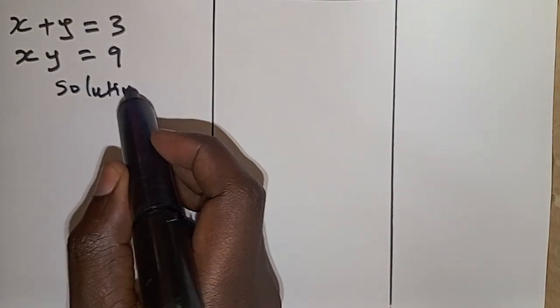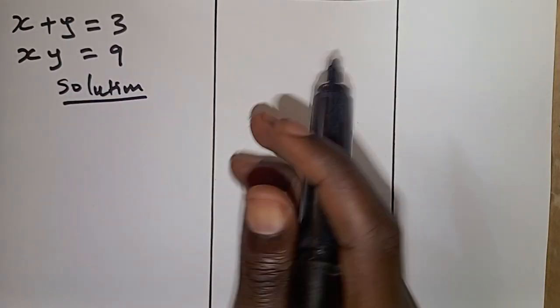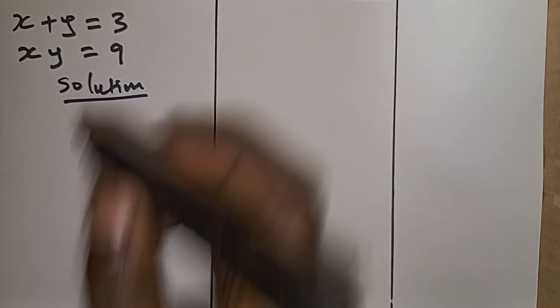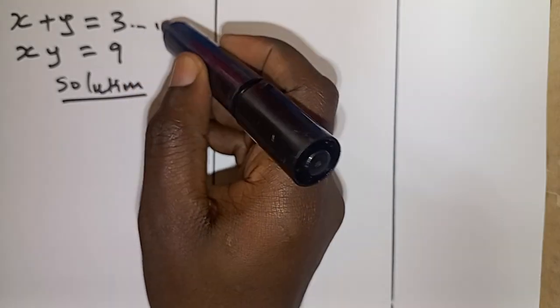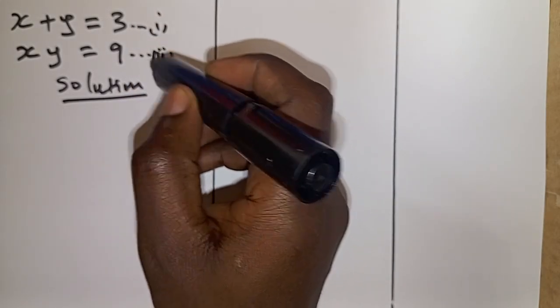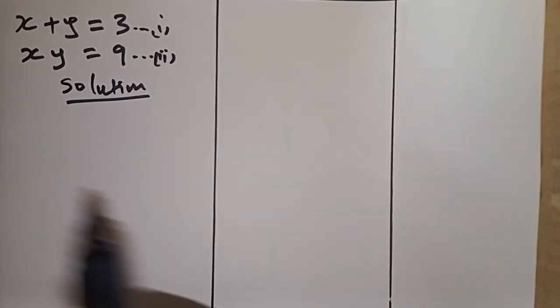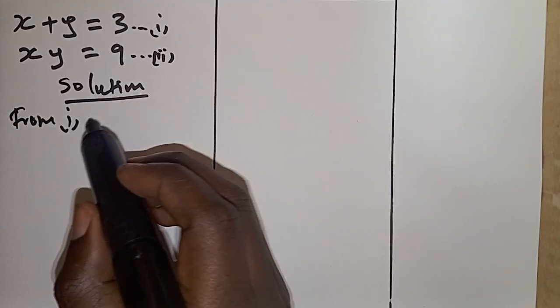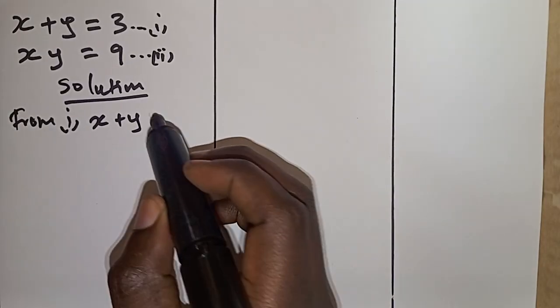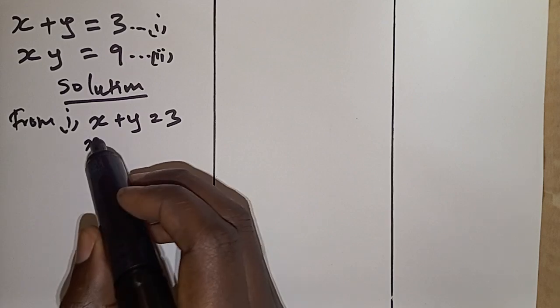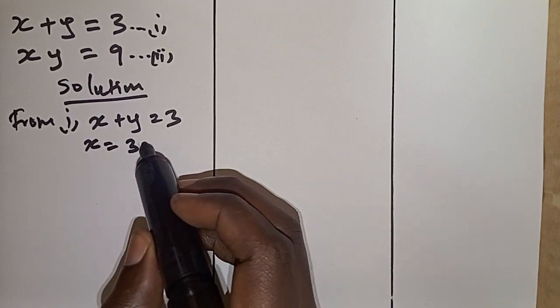So straight away on to the solution. I'm going to call this equation 1, while this one I'm going to call equation 2. From equation 1, I know that x plus y is equal to 3. From here, I can let x be equal to 3 minus y.